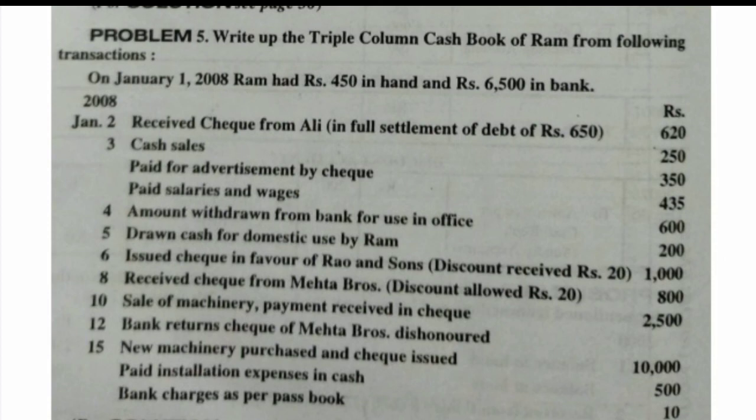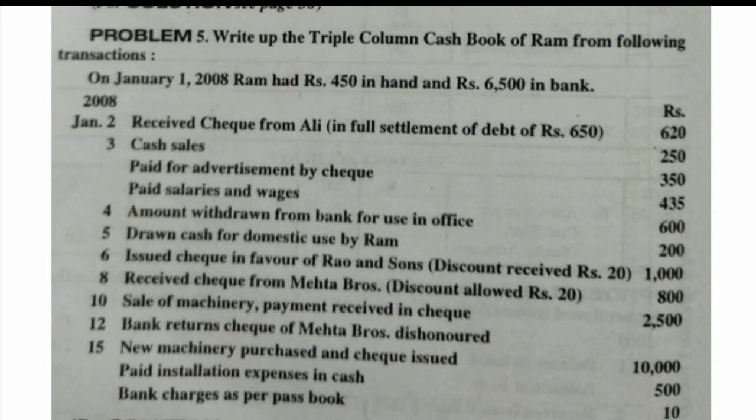So here the entry would be machinery account debit to cash account. We are paying installation expenses in cash, so rupees 500. Machinery account debit 500 to cash account 500. In bracket you can write installation expenses. Cash is on the credit side, so in the cash book you will record on the credit side 500 in the cash column by naming it as by machinery account, and in the bracket if you want you can write installation expenses.